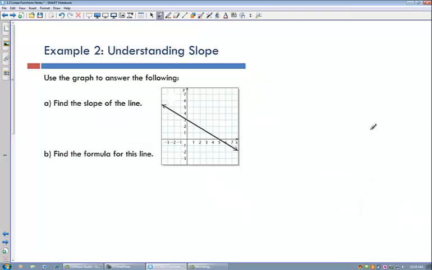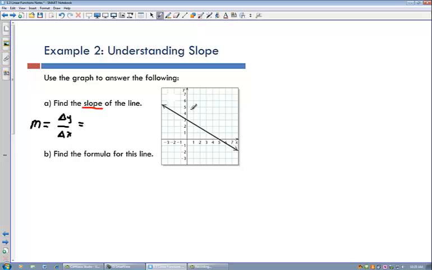So let's look at an example trying to understand slope better. So we're going to use a graph to answer the following questions. So first we're going to find the slope. And in the beginning, we can always use formulas for this. Right? The slope is just this idea of rate of change, so the average rate of change if you want. So it's the change in the out or the change in the in, or to be a bit fancy, say the change in y or the change in x.